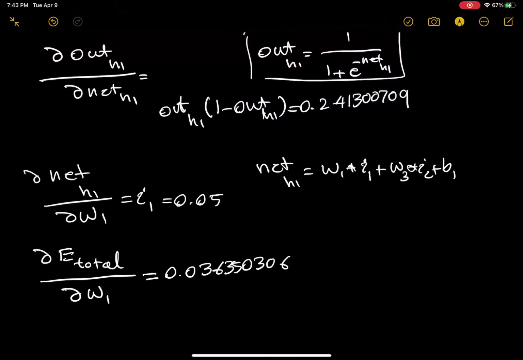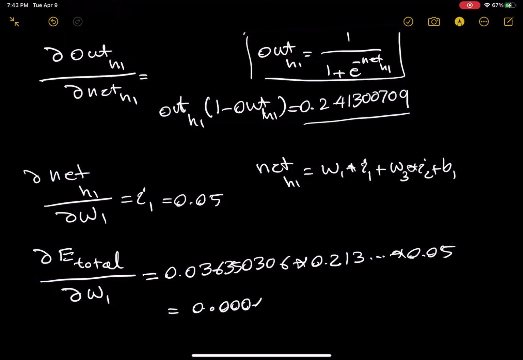0.0363536 multiplied by 0.2413..., multiplied by 0.05, right? If you calculate this one, it gives you a small number, 0.0043858. All right, I have this one.